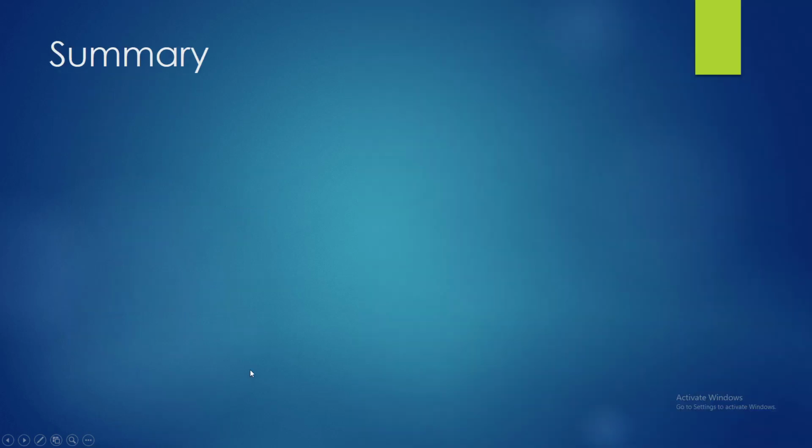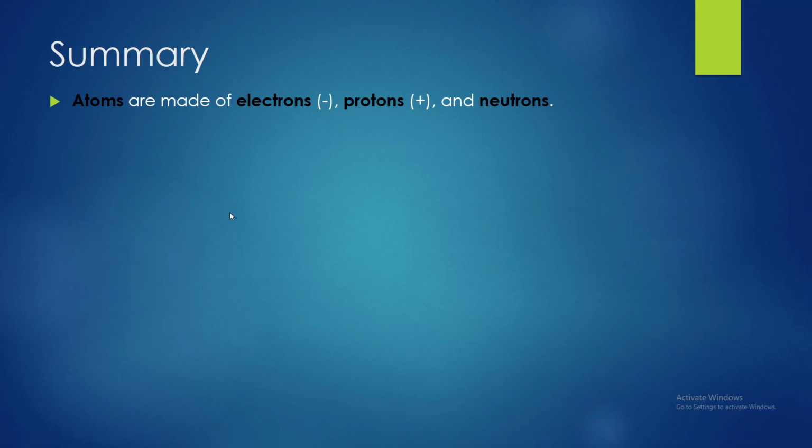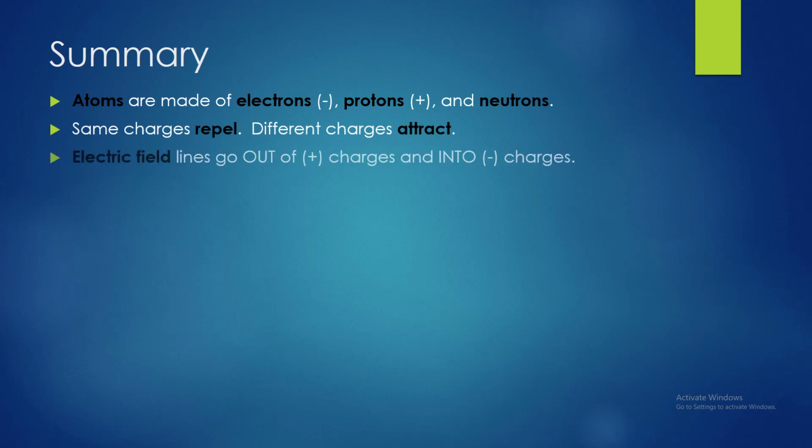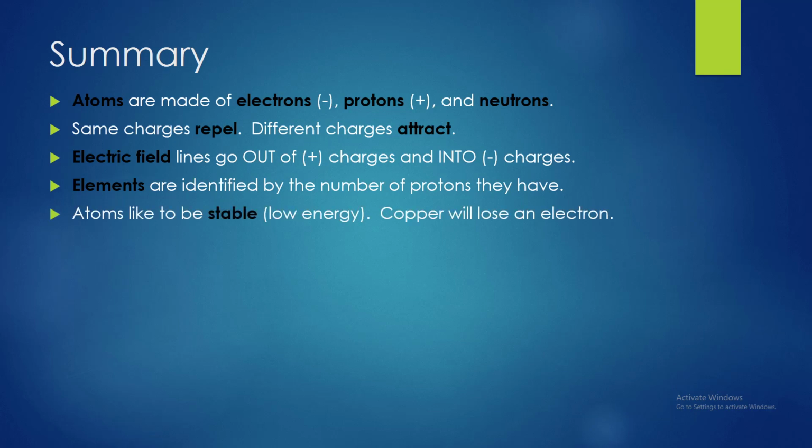Alright, let's summarize what we got so far. Atoms are made of electrons, which are negative, protons, which are positive, and neutrons, which have a neutral charge. Same charges repel, while different charges attract. Electric field lines go out of positive charges and into negative charges. Elements are identified by the number of protons they have. Atoms like to be stable, which means low energy. And a common example we use in physics is copper, and copper will lose an electron, which is nice for wires.